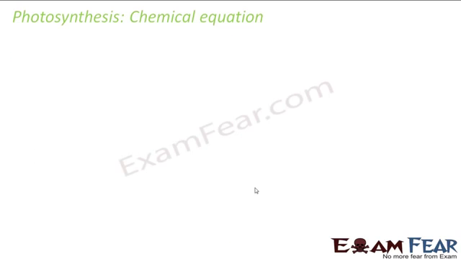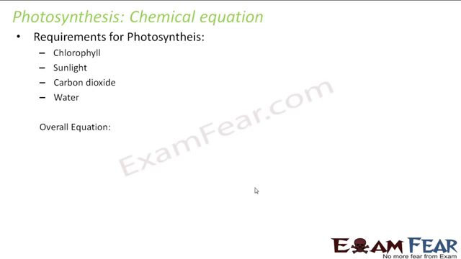So let us now look at the equation for photosynthesis. As we have already discussed, the requirements are chlorophyll, sunlight, carbon dioxide and water. So what would be the overall equation? It will be carbon dioxide, which is taken in through stomata, plus water in the presence of chlorophyll and sunlight. So what will be obtained? What is the food? The food which is prepared is stored in the form of starch.